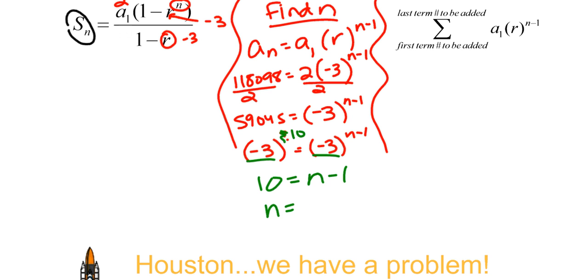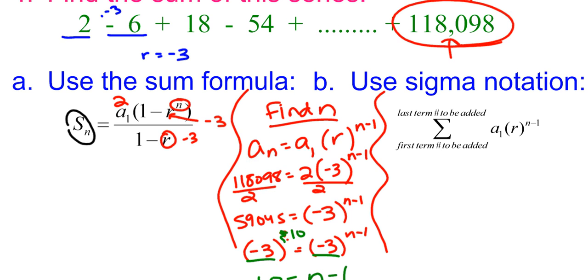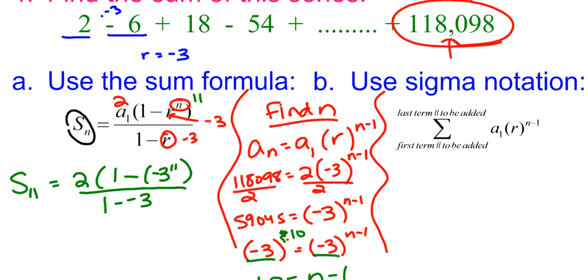Add 1 to both sides. I just found N to be 11. Now I did all that work, and I still don't have my answer because I was missing a variable. So now when I come back up here, I know this N is 11. So now S11, we're looking for the sum of the first 11 terms, equals 2 times 1 minus -3 to the 11th divided by 1 minus -3.